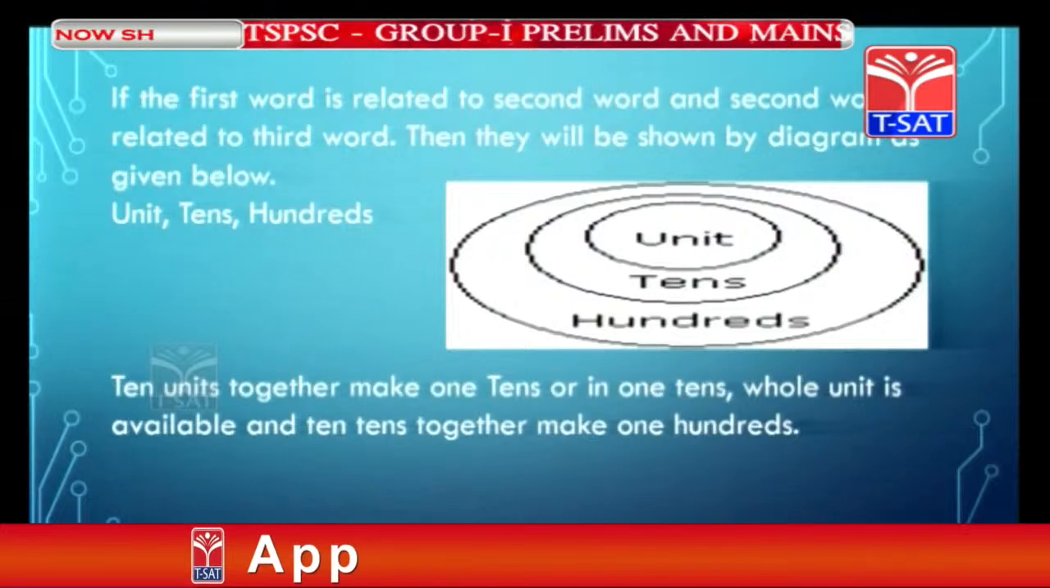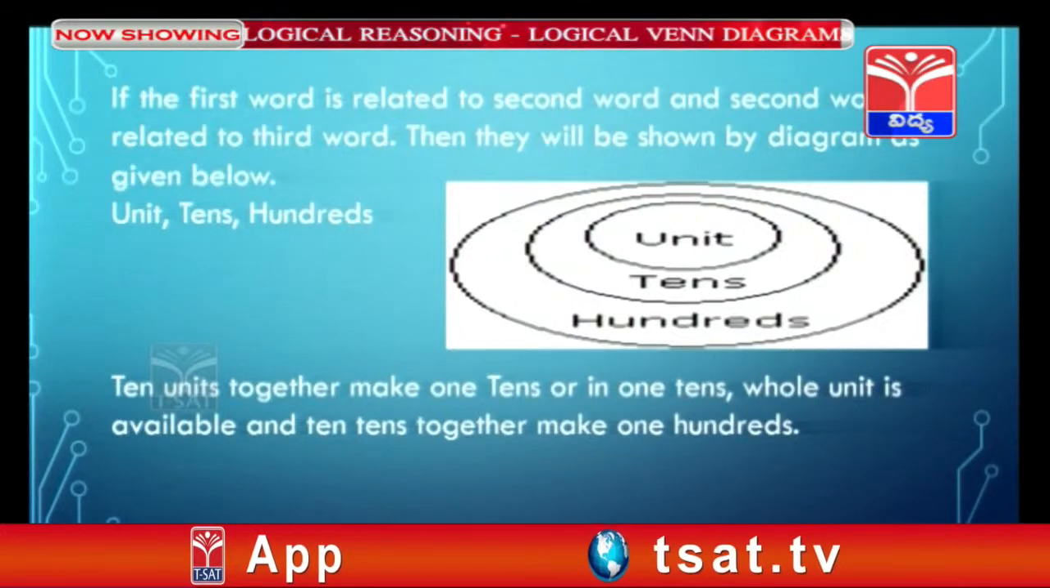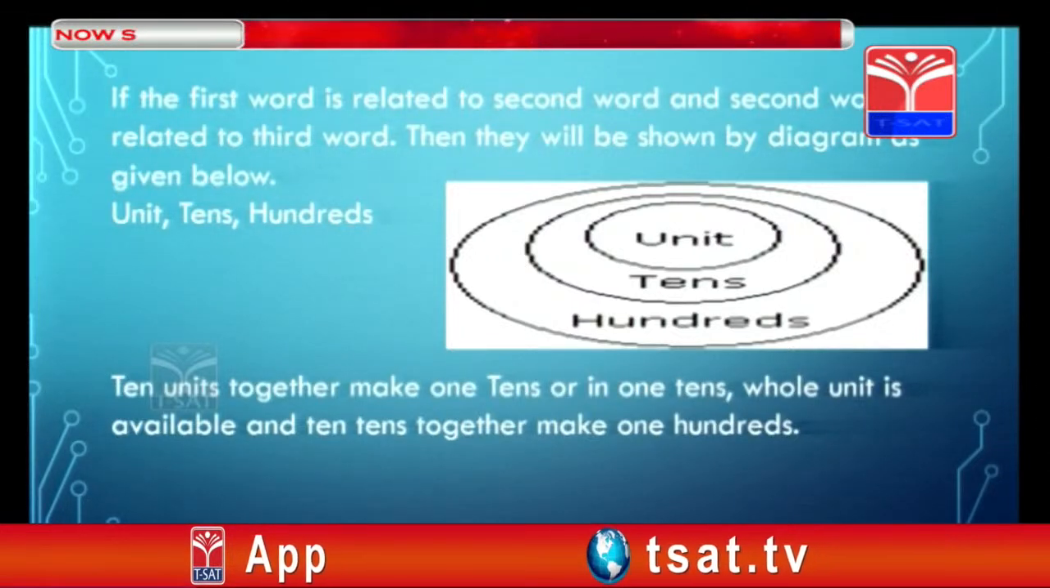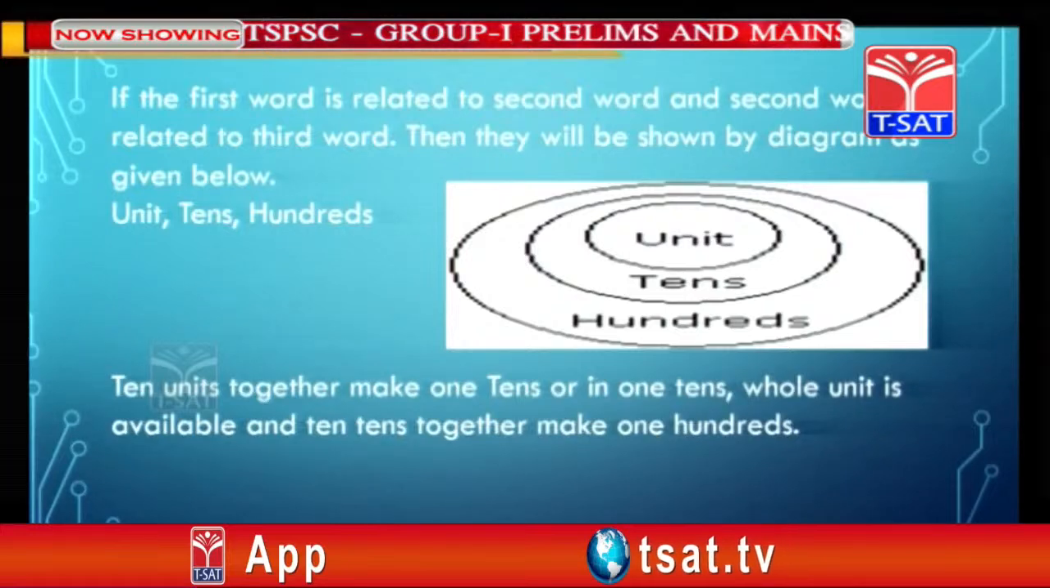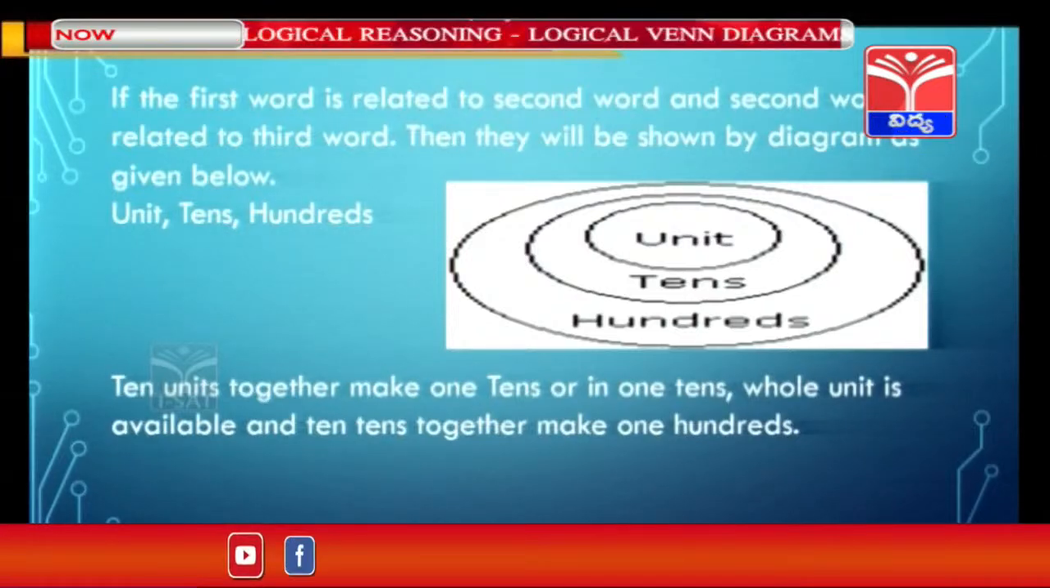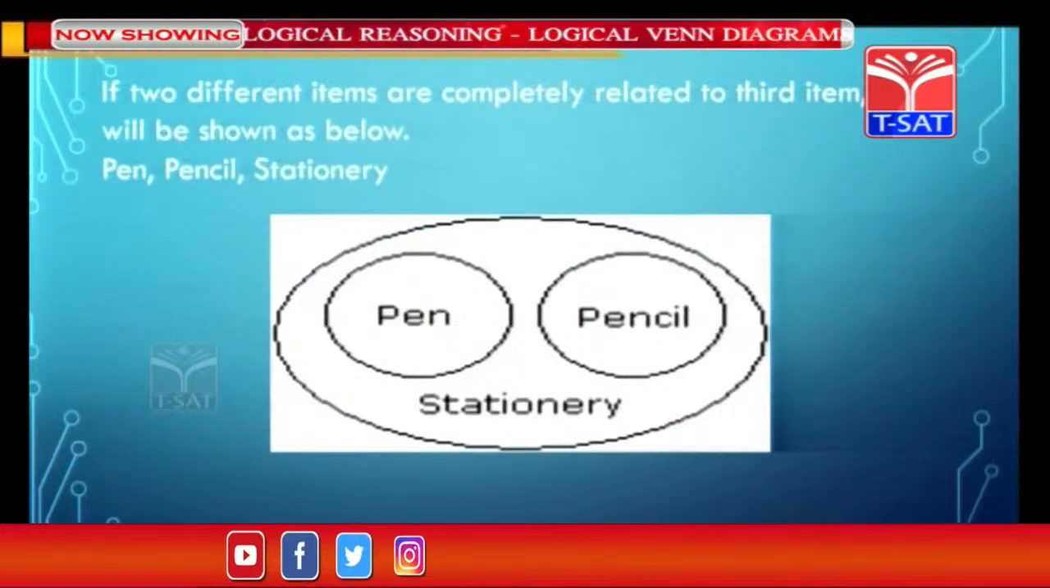So, one is totally dependent on the other, and these two depend on the third. So, all of this comes under what we are going to observe. This is the method. Now, we will see another.